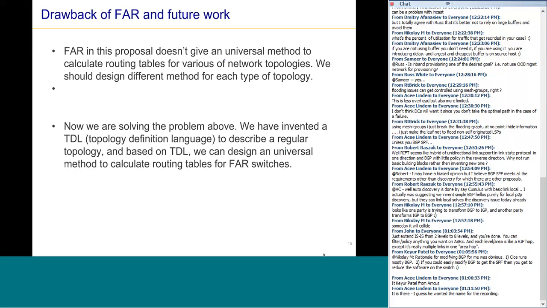So the drawback, as we mentioned before, is that it's focused on the regular topology. It does not give a universal method, and we may need to design for addressing other types of topology as well, which we will be doing in future. And now we are solving the problem. We identified the topology definition language to describe regular topology. And based on the TDL, we can design the universal method to calculate routing tables for switches. That's currently being done.